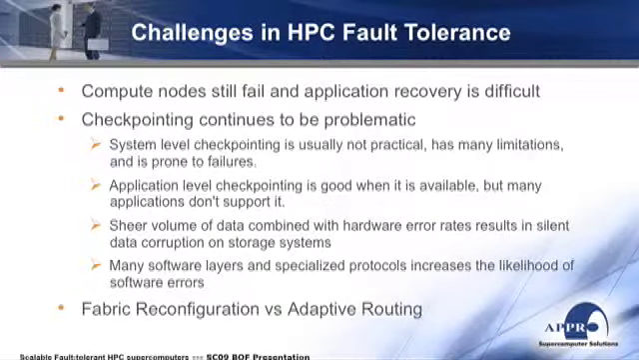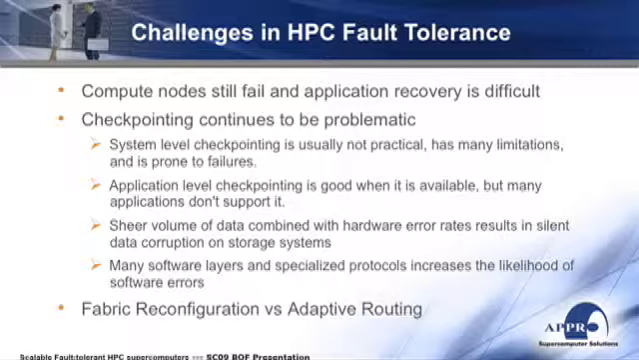So some of the challenges that we see in HPC fault tolerance, obviously compute nodes still are going to be able to fail. Right? You still have probably one of the bigger failure points within the compute nodes is going to be the memory. Right? You can still have a CPU failure, you can have a bridge failure, you can have multiple points within your compute nodes that can continue to fail.